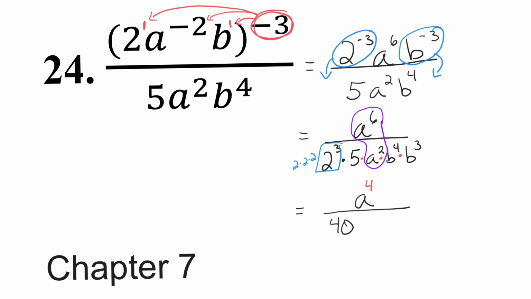And then for the b's, those two bases are on the bottom of the fraction and they're multiplying. So you add the exponents and keep the base. They're on the bottom, so keep the base on the bottom, and you add 4 plus 3 is 7. So your answer is here.